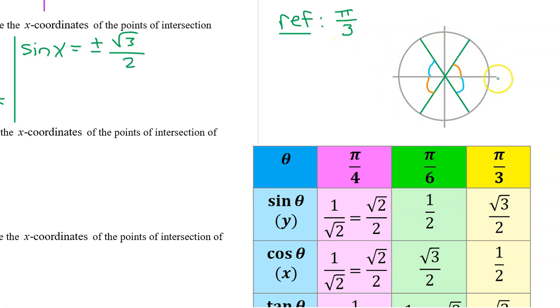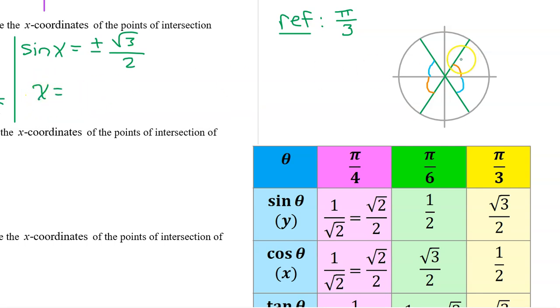Between 0 and 2 pi, there are 4 angles with a reference angle of pi over 3. There's one in every quadrant. These angles are special because the sine of any one of these angles will give us some kind of radical 3 over 2. It's just that 2 of them will give us positive radical 3 over 2, and 2 of them will give us negative radical 3 over 2. Since we're interested in the values of x for which the sine is positive or negative radical 3 over 2, all 4 of these angles are solutions to the equation.